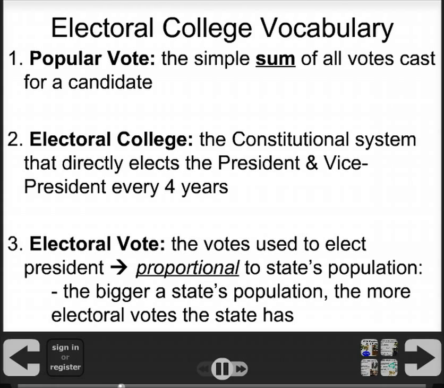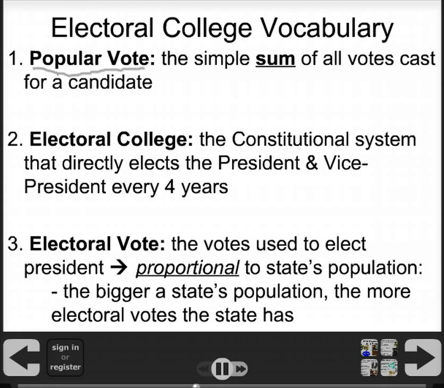There are 2 types of votes you have when you deal with the Electoral College. You have something called the popular vote, and the popular vote is just, very simply, you add up all the votes somebody casts for a candidate. That's just the raw number of votes a candidate receives.